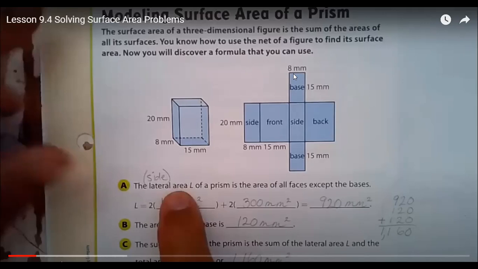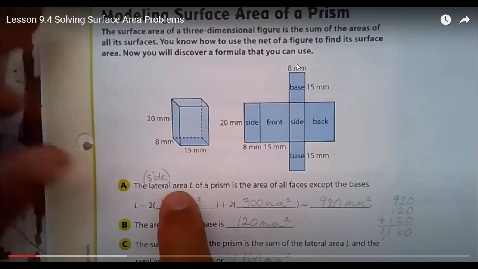Zena, what is the dimension of the base? It's in front of you, Zena. This is the base. I know. Okay. The dimensions are 8 times 15. You have 8 and 15.